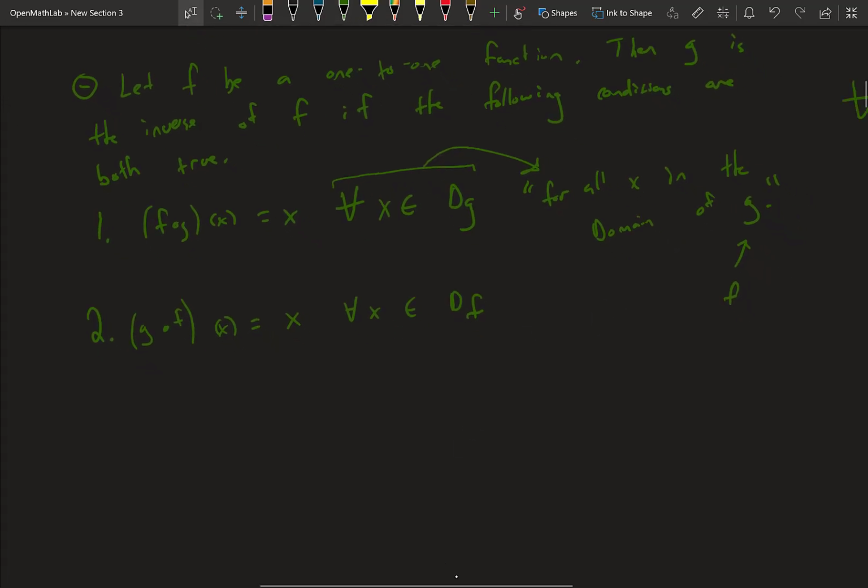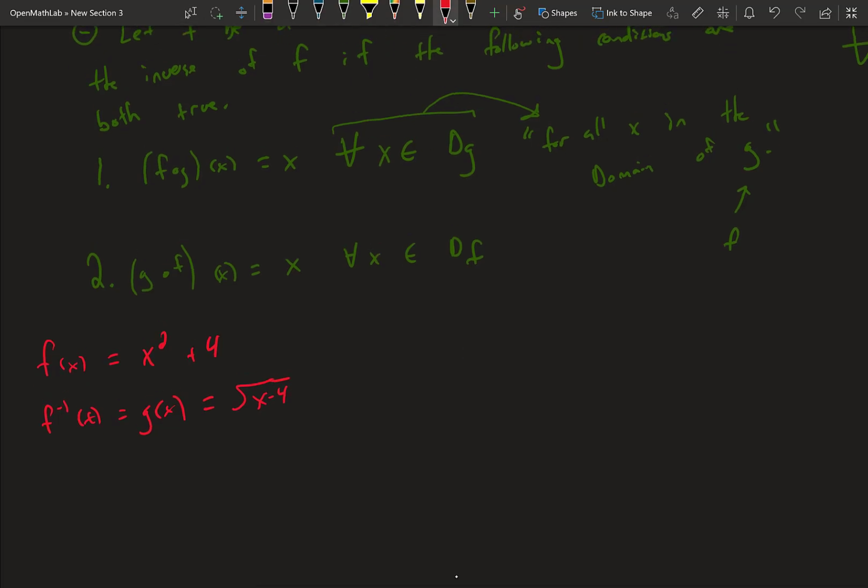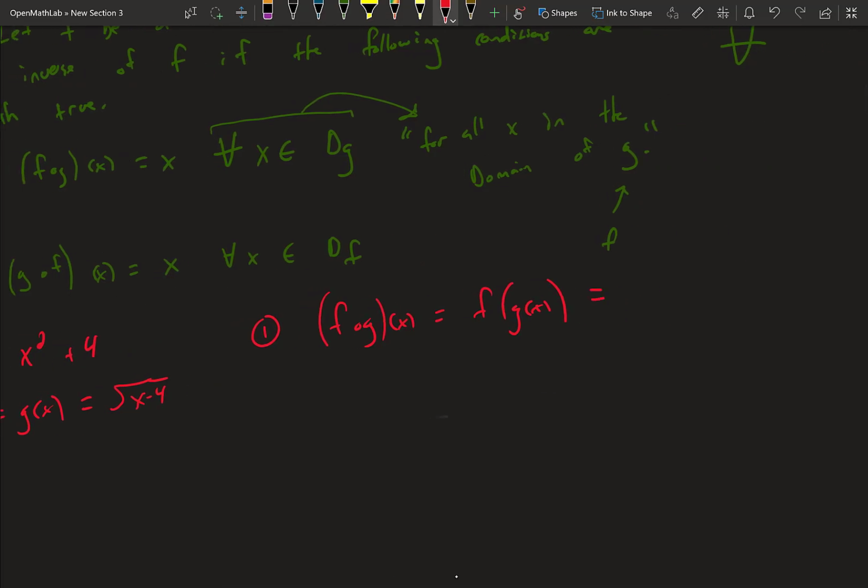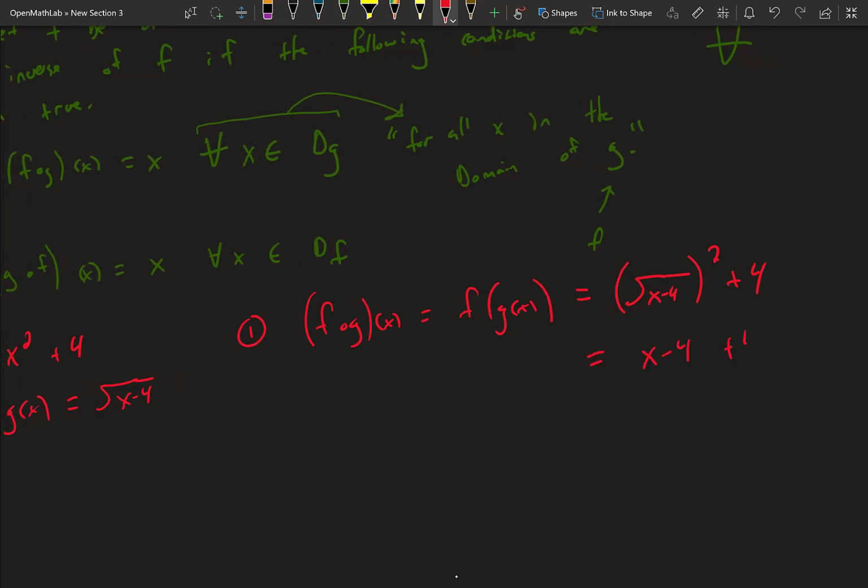We can look at an example of this. f of x was equal to x squared plus 4, and f inverse of x, which we'll call g of x, was equal to the square root of x minus 4. We can demonstrate property 1. If we look at f of g of x, we're putting g inside of f, so this would be the square root of x minus 4, quantity squared, plus 4, which equals x minus 4 plus 4, which just equals x.